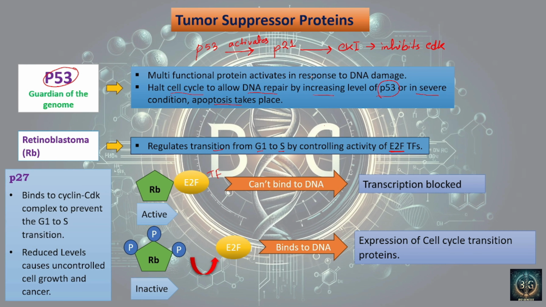Another tumor suppressor protein is P27. P27 also binds to cyclin CDK complex and also prevents G1 to S transition. Reduced levels cause uncontrolled cell growth and cancer. If P27 level is reduced, then cell can grow in uncontrolled manner and cancer will happen.